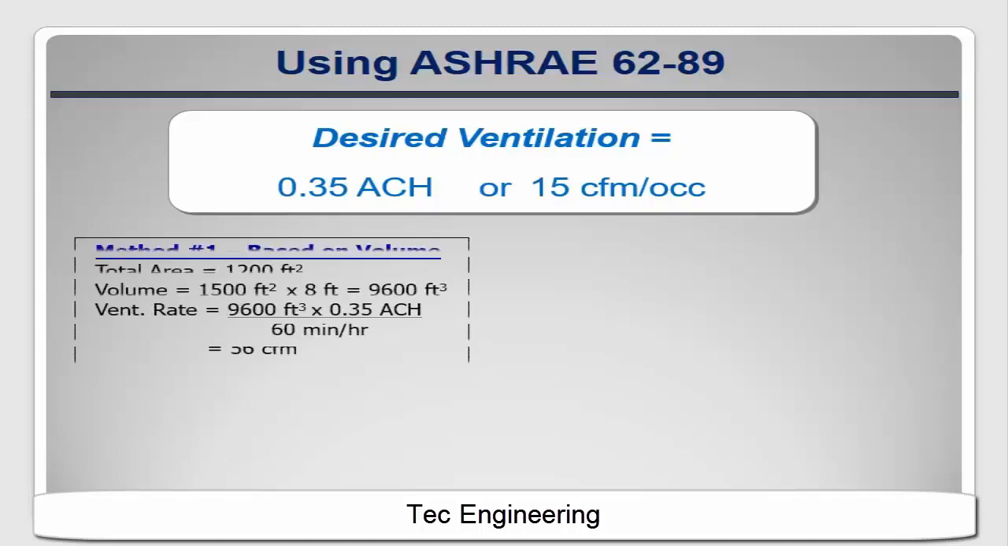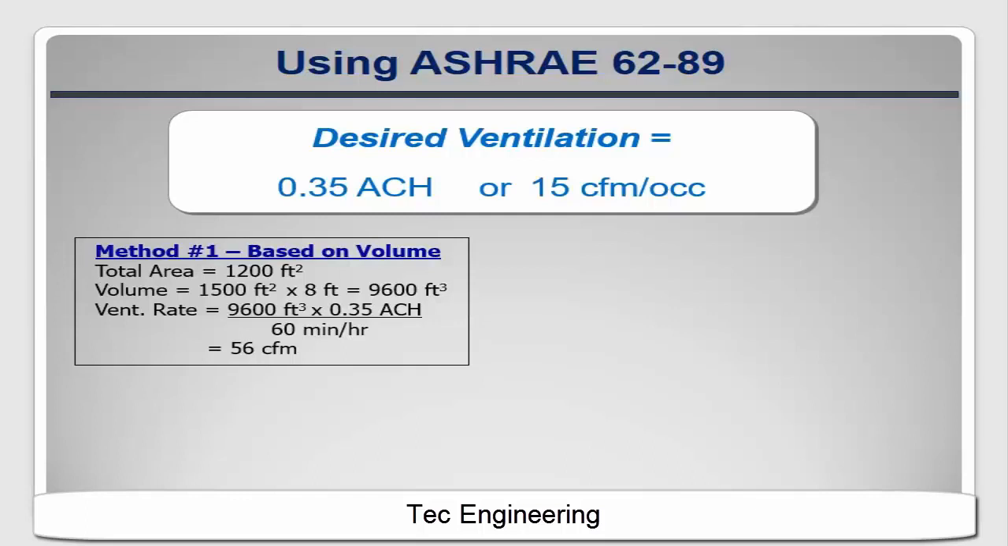To calculate a ventilation rate based on that, we need the house volume rather than the floor area. Since it's a single-story house, we can simply multiply the floor area by the 8-foot ceiling height. That gives us a volume of 9,600 cubic feet. If we multiply that by 0.35 air changes per hour and divide by 60, we get the desired flow rate in CFM. It's 56 CFM.